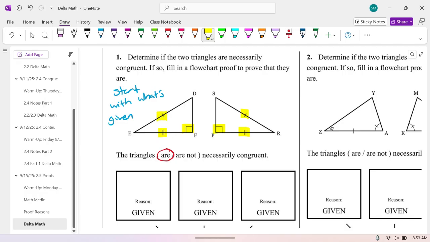So not just right angles, but they are right what? Triangles. So we're saying that triangle EDF and triangle RSP are right triangles. And our reason is simply that it was given to us. Because we had that right angle, it was given to us. You don't have to say a statement about it. If it was given to you, that's your reason. It's given.